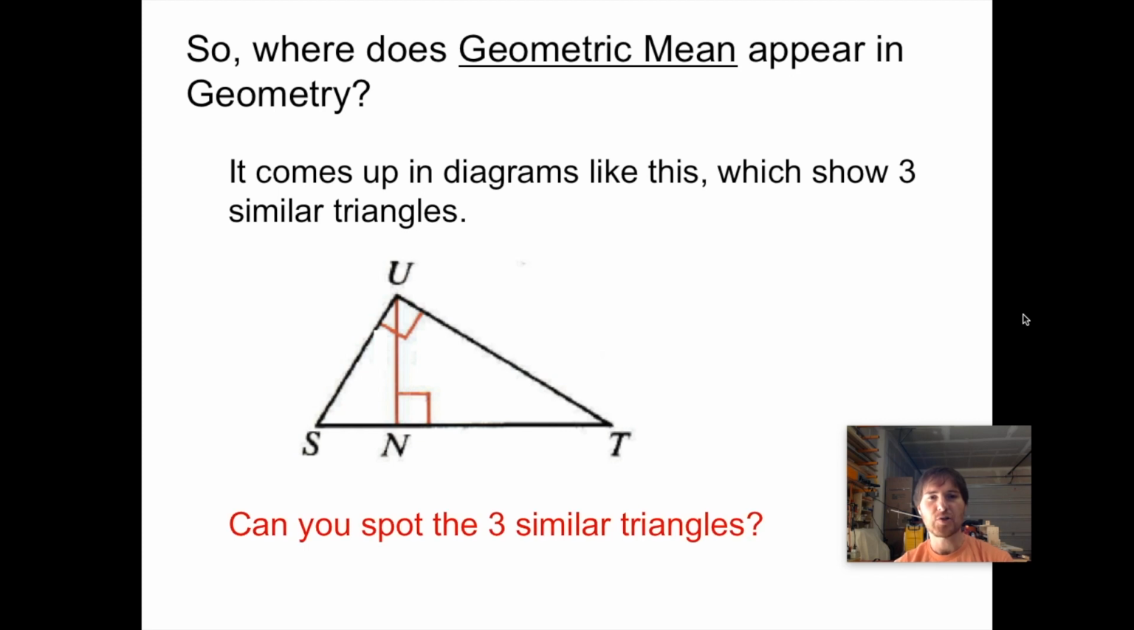So geometric mean will come up in diagrams like this, where they show 3 similar triangles. So question for you, you should have maybe observed this with your groups in class, but maybe you had trouble seeing it. Can you spot those 3 similar triangles? Well, here, even though we only see 2 right angle symbols, are there any more right angles, for instance? Because these 3 similar triangles, we're going to prove that they're similar by AA. That's going to be the way, right?